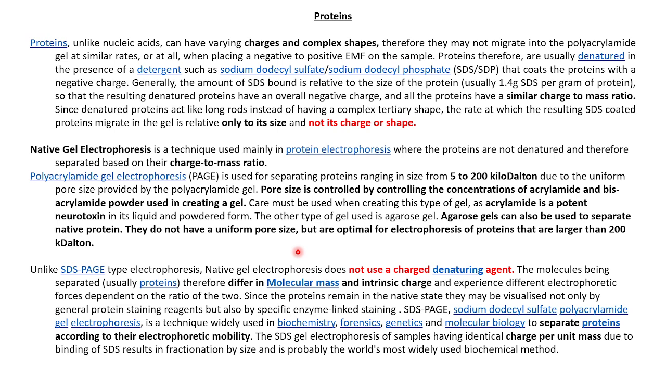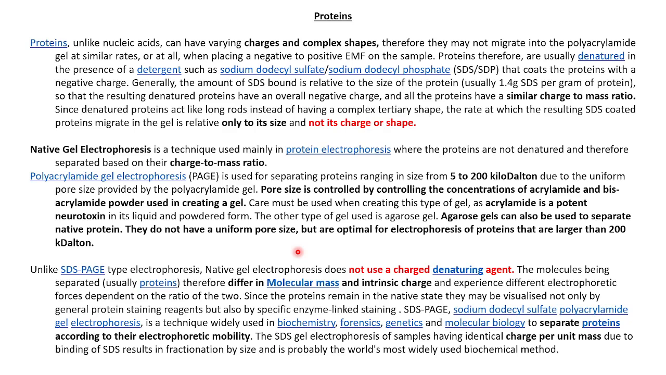Now, unlike SDS page type electrophoresis, native gel electrophoresis does not use a charged denaturing agent, be it CTAB or SDS. The molecules being separated are usually proteins with different molecular mass and intrinsic charge, and they experience different electrophoretic forces dependent on the ratio of the two.